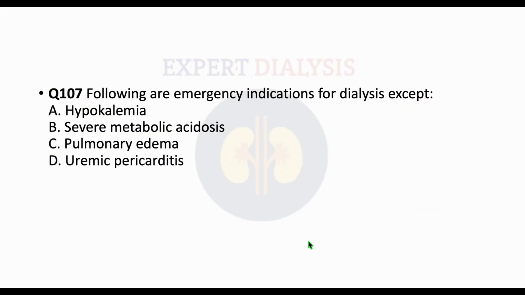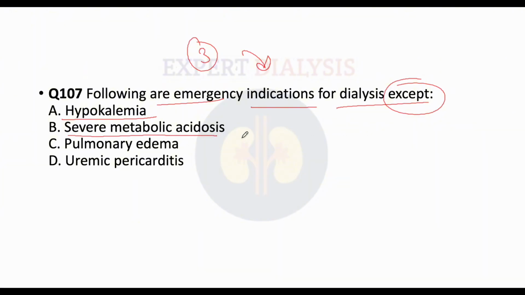Moving ahead to the seventh question, it says following are emergency indication for dialysis except, so we have to find the exception here. Rest all three will be the indication for doing emergency dialysis. So hypokalemia is the first option. Option B is severe metabolic acidosis. So yes, if a patient is having severe metabolic acidosis, we have to start emergency dialysis in such patients. So it is right. Option C is pulmonary edema.